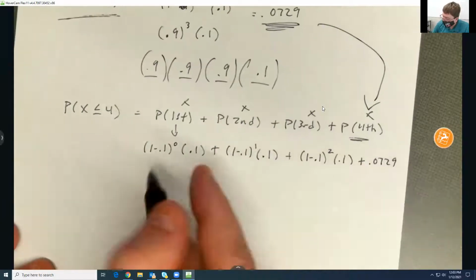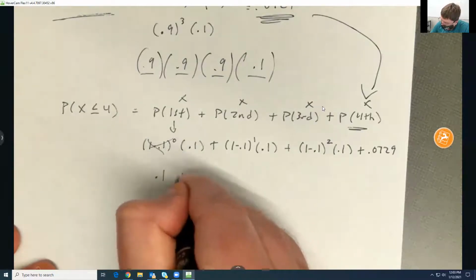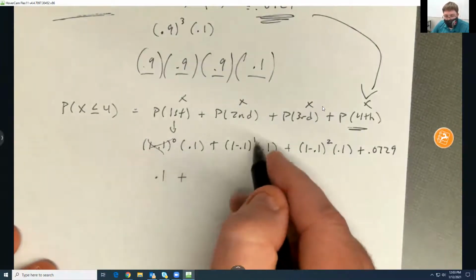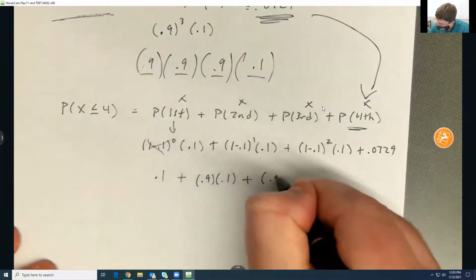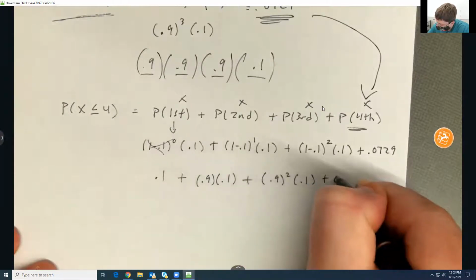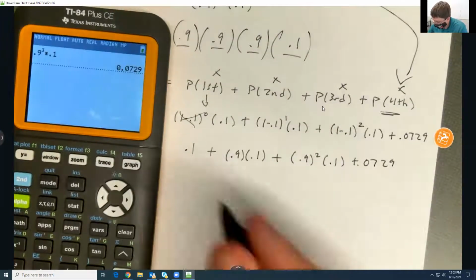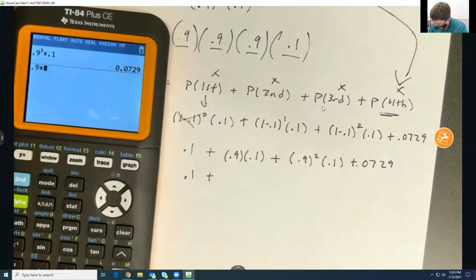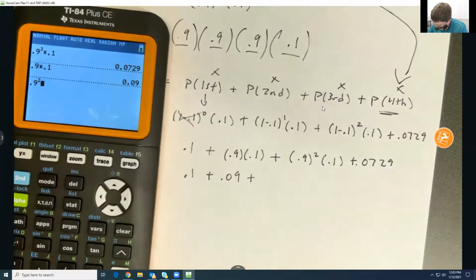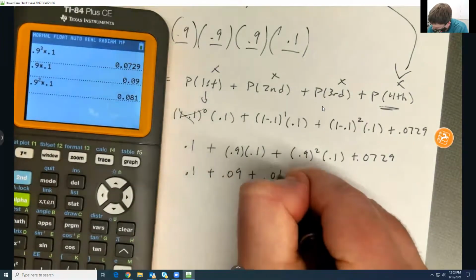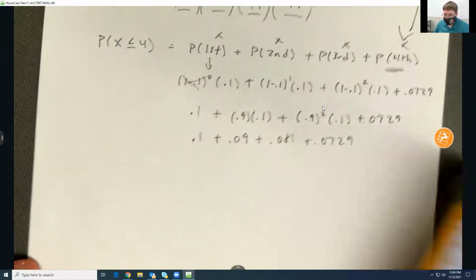All right, so then you go through and you do all the math. Well, this first one is just going to cancel out because anything to the 0 power is 1. So this is just 0.1, plus here we're going to have 0.9 times 0.1, here we're going to have 0.9 squared times 0.1, and then here we already have 0.0729. All right, so I can figure out these other decimals here real quick. We got 0.1, 0.9 times 0.1 is 0.09, 0.9 squared times 0.1 is 0.081, and lastly 0.0729. All right, you add all those up and you get your final answer.